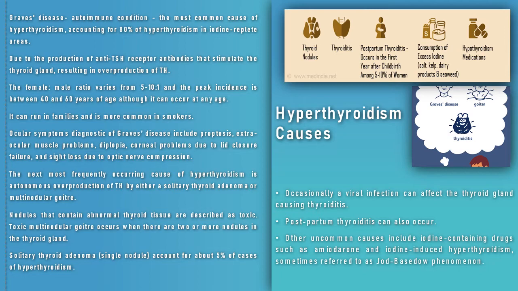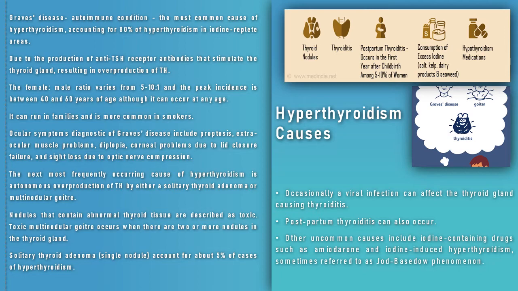Ocular symptoms diagnostic of Graves' disease include proptosis, extraocular muscular problems, diplopia, corneal problems due to lid closure failure, and sight loss due to optic nerve compression. The next most frequently occurring cause of hyperthyroidism is autonomous overproduction of thyroid hormone by either a solitary thyroid adenoma or multinodular goiter. Nodules that contain abnormal thyroid tissue are described as toxic. Toxic multinodular goiter occurs where there are two or more nodules in the thyroid gland. Solitary thyroid adenoma accounts for about 5% of cases of hyperthyroidism.